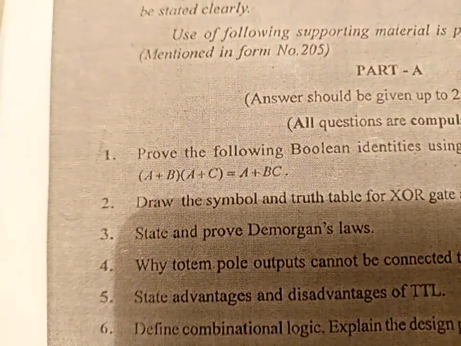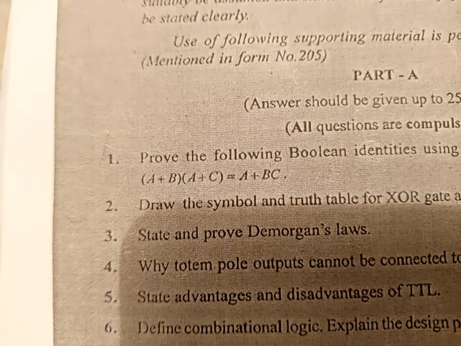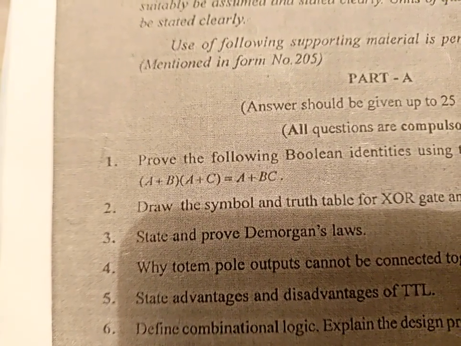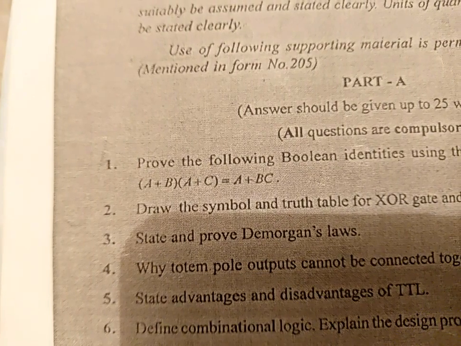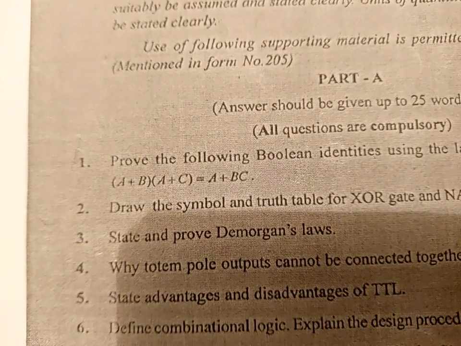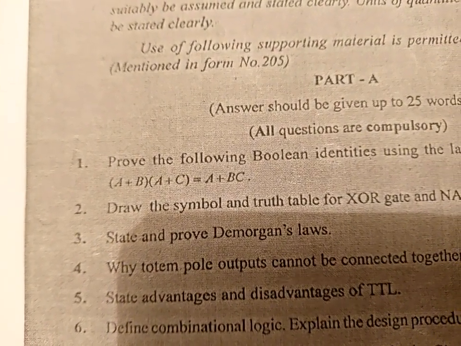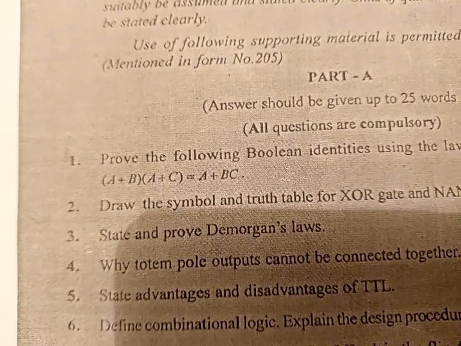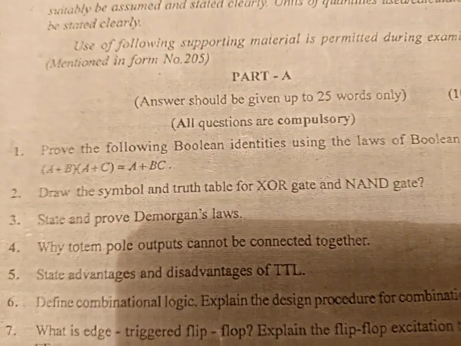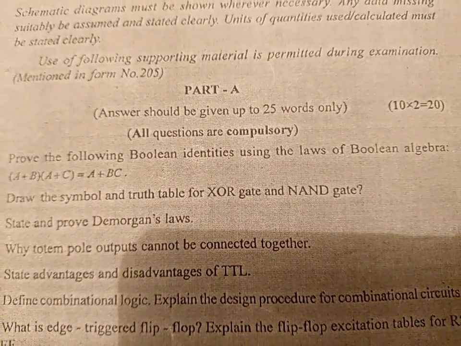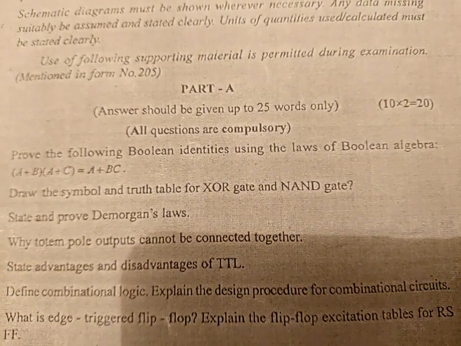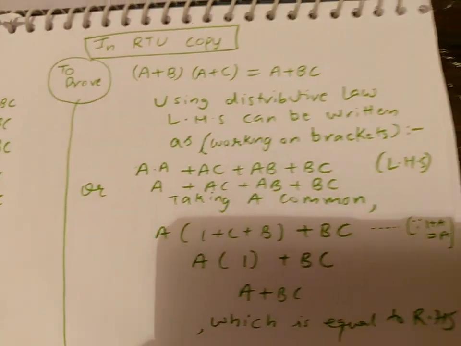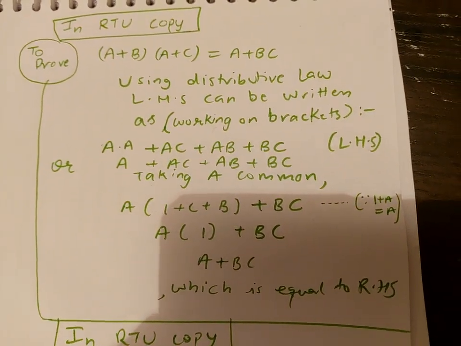this one: (A + B) AND (A + C) equals A OR (B AND C). So AND and OR operations are there, and you have to prove the following identity using the laws of Boolean algebra. So straight away the law that applies here is the distributive law.